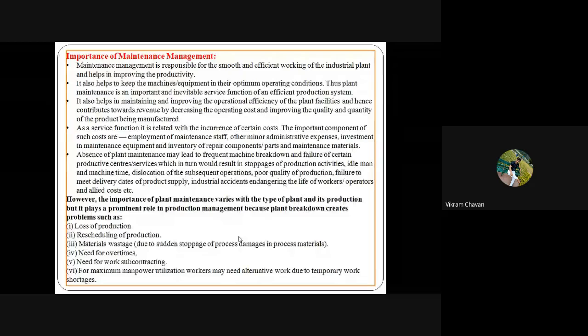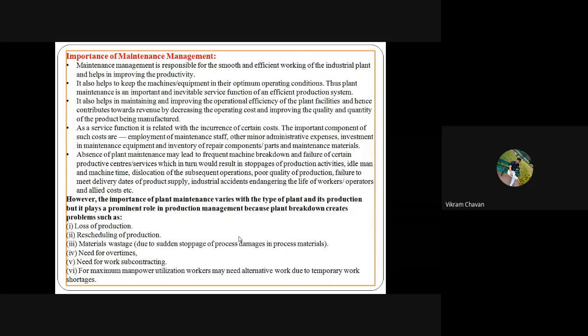Okay, what will happen if the maintenance people are not present in the workshop? There will be a stoppage of production activity. The service center or the production center will be stopped. Then there will be idle time for the machines, and idle time for the workers. Then the machines will produce poor quality product.